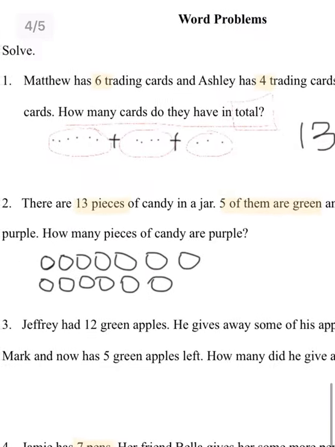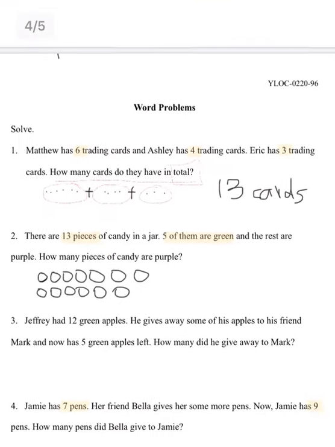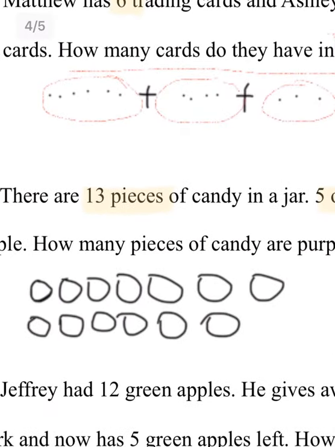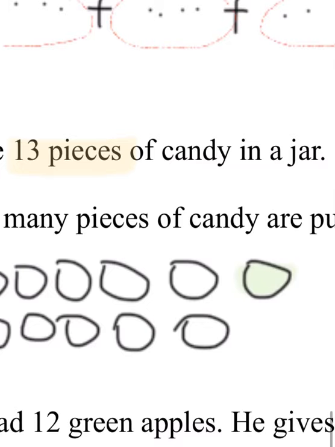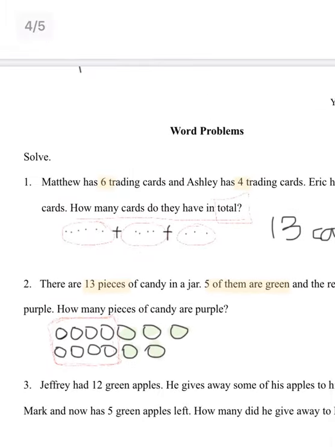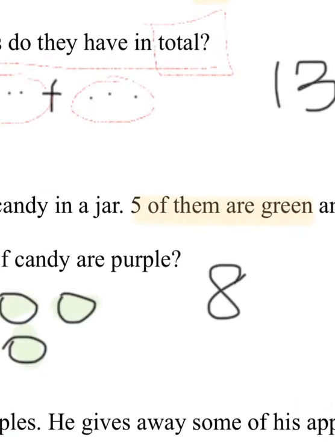Now, when we look at this, there are 13 pieces of candy in a jar, and 5 of them are green and the rest of them are purple. So we have 13, and 5 of them are green. So let's say 5 of them are green. 1, 2, 3, 4, 5. And then these are going to be purple. And when we count, we have 8. So how many pieces of candy are purple? The answer is 8.